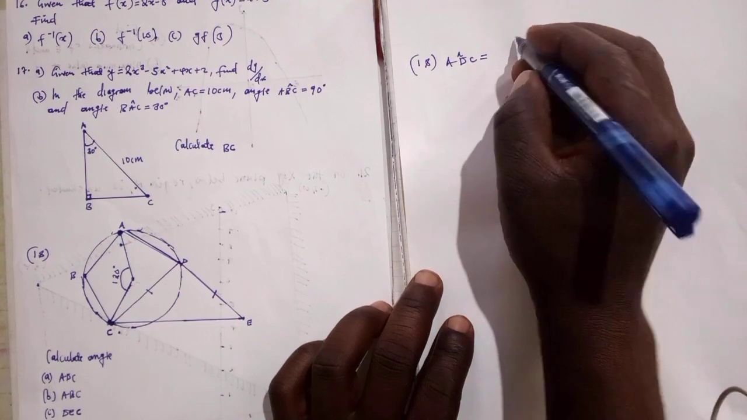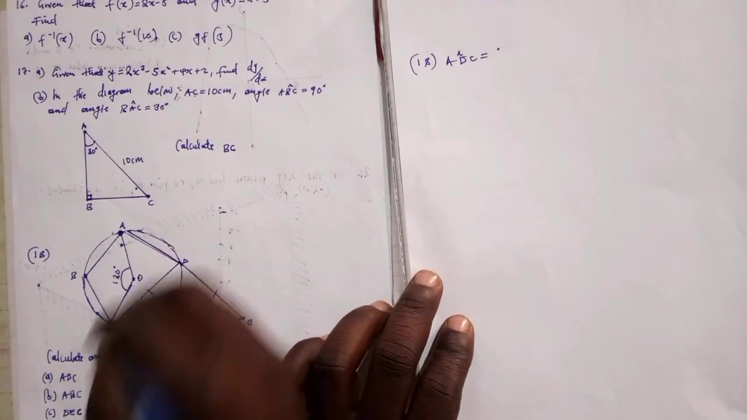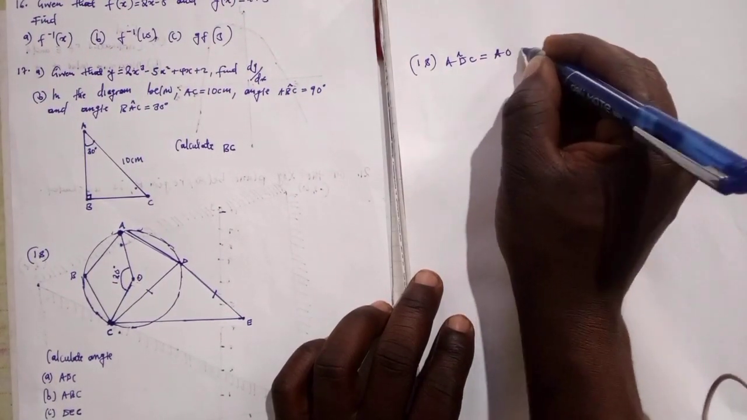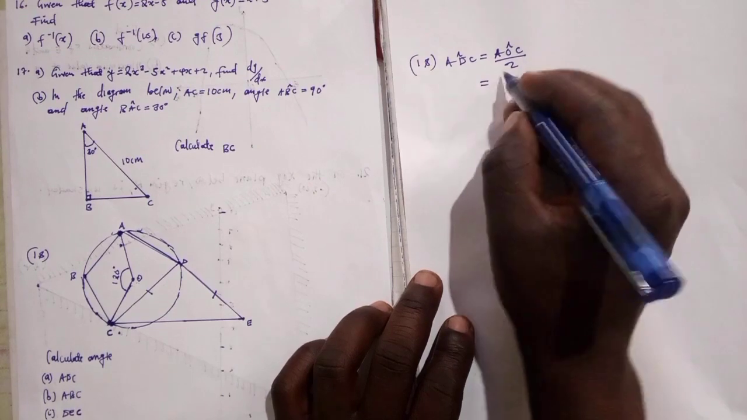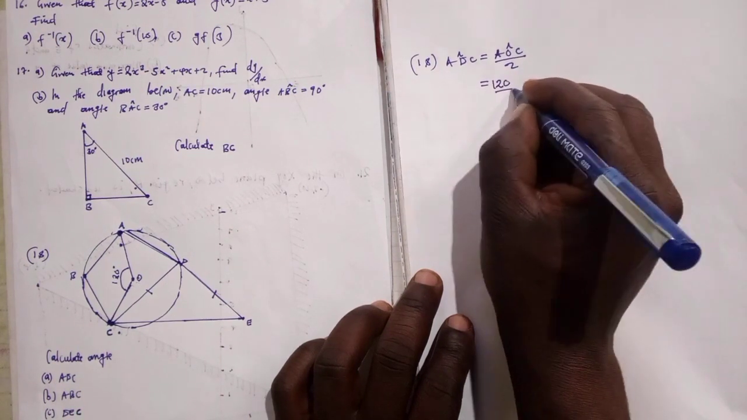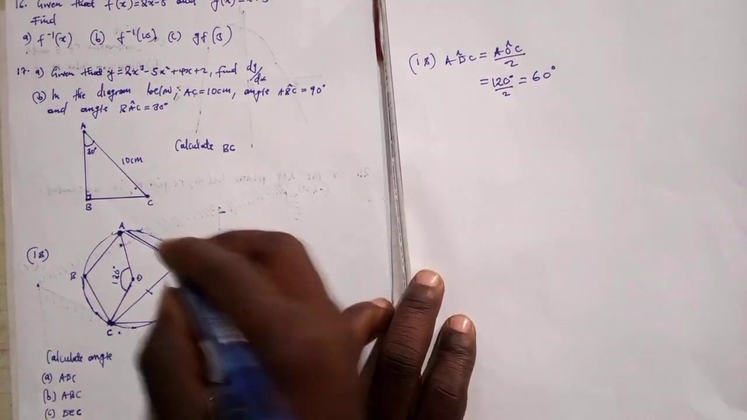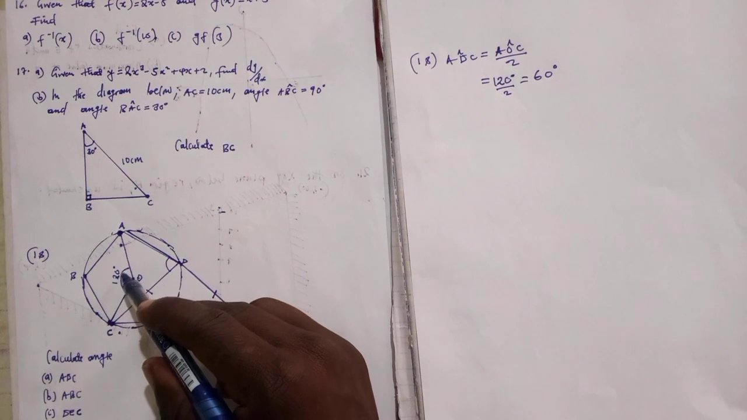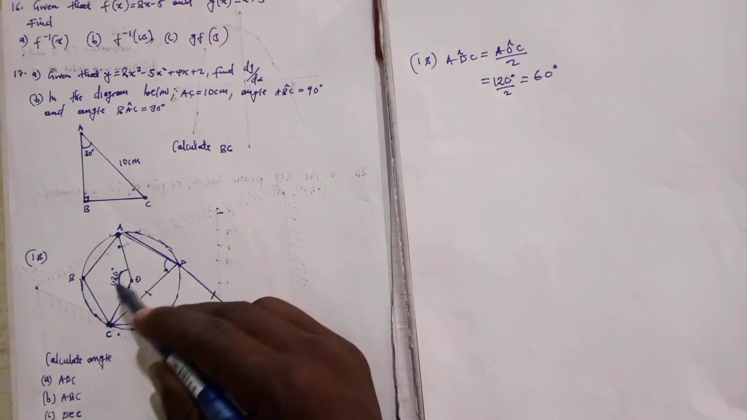Angle ADC equals, here we have center O, angle AOC divided by 2. So we have to divide this angle at the center, angle AOC, which is 120 degrees, over 2, which is going to be 60. Because the angle at the center is twice this angle. When you have this angle, you multiply by 2 to get the one at the center.